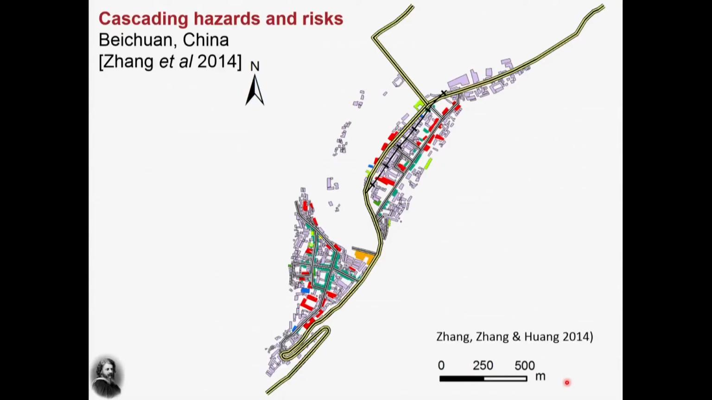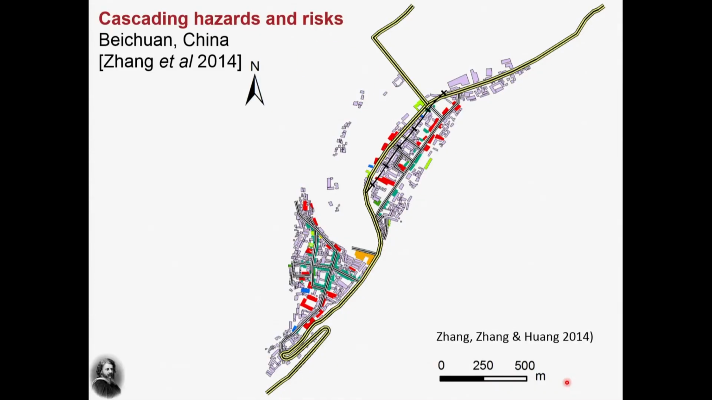The other issue is cascading hazard and risk. Before I tell you more about this, I want to show you what happened in the city of Beichuan after the Wenchuan earthquake in 2008. The magnitude of the earthquake was 7.9. It triggered 300,000 landslides, and 200 landslide dams were formed. It's a landslide that comes, it blocks some water, and then you have a dam. And they can overtop quite often.